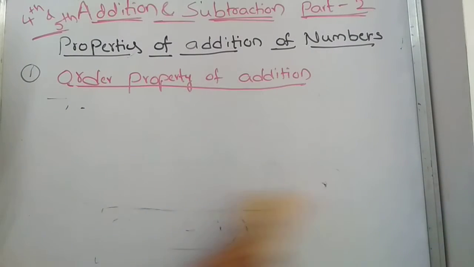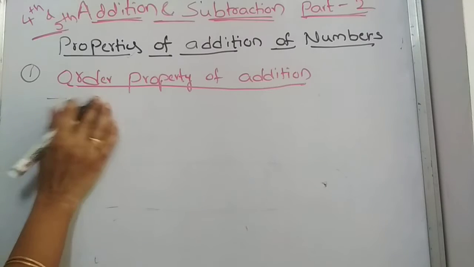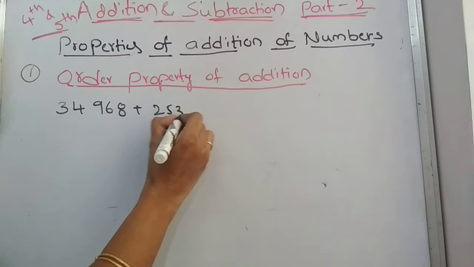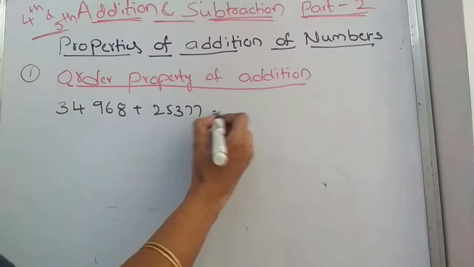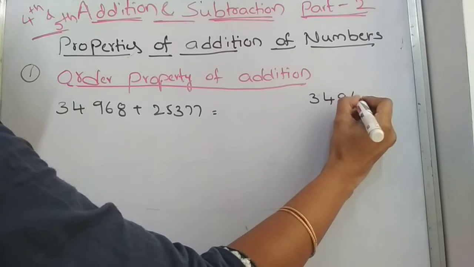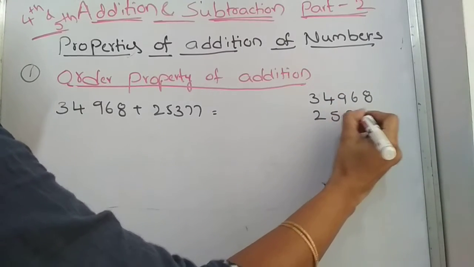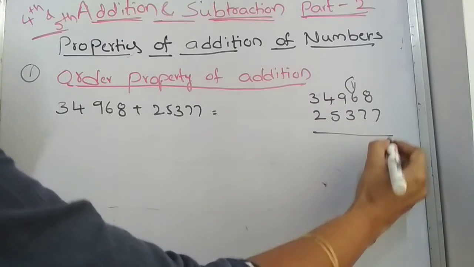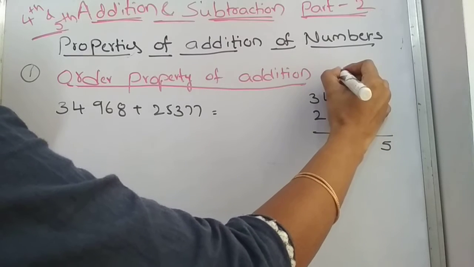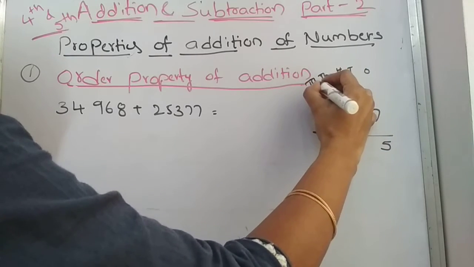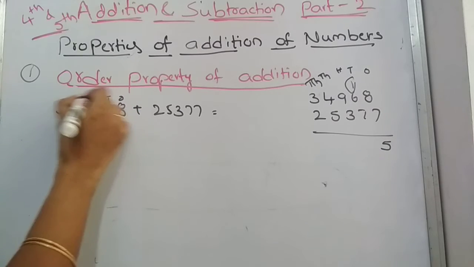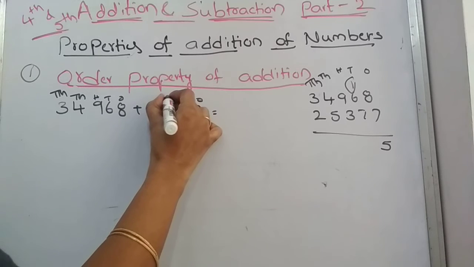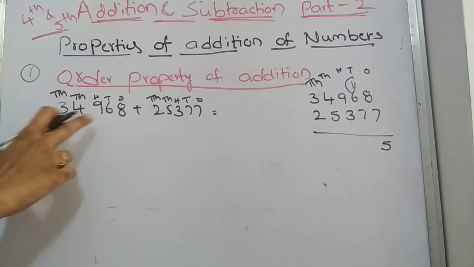I am taking one more example, for a 5-digit number. A different number I am taking: 34968 plus 25377. Okay, I am adding here, first adding the numbers column-wise. Here we write ones, tens, hundreds, thousands, ten-thousands, and here also ones, tens, hundreds, thousands, ten-thousands. Both numbers have 5 digits only.